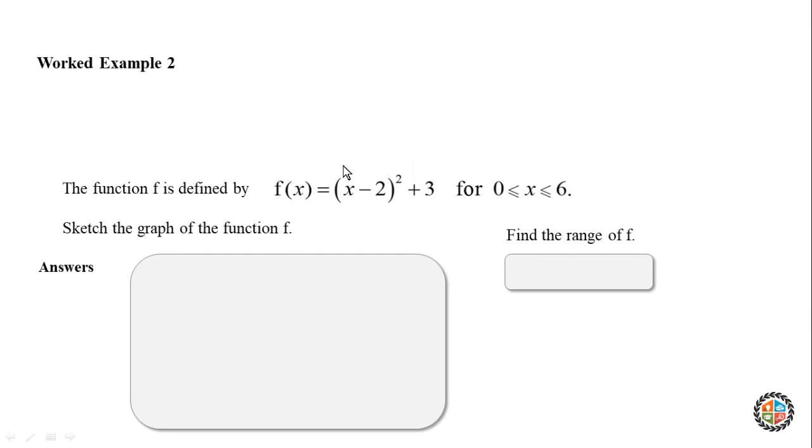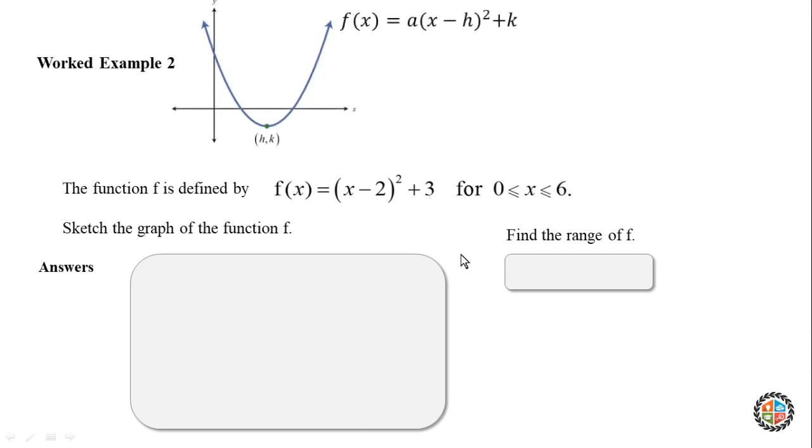Remember, I have a quadratic function. When we are studying quadratic functions, we know that a quadratic can be written as a times (x minus h) squared plus k. If it is written like this, I can identify that the h and the k values will be your turning point. When I say turning point, in other countries, they call it vertex.